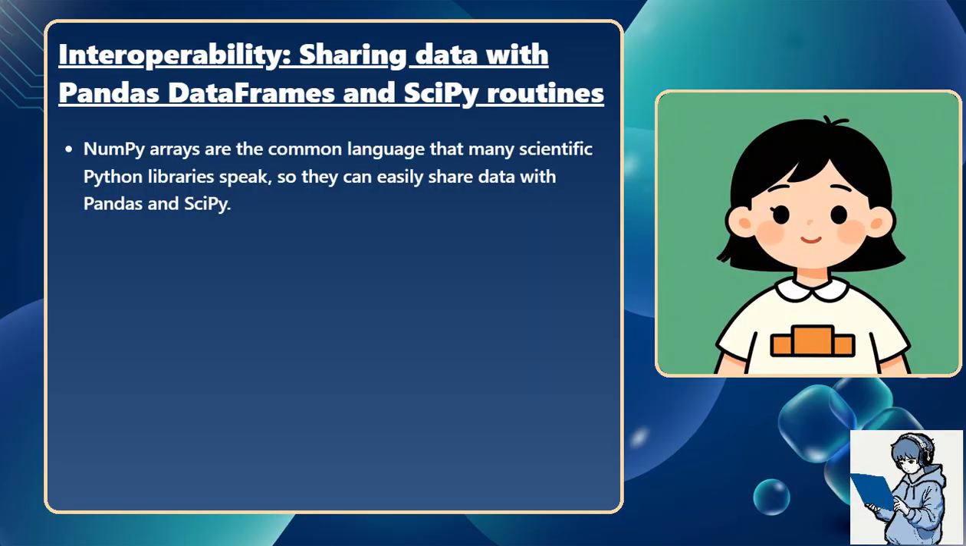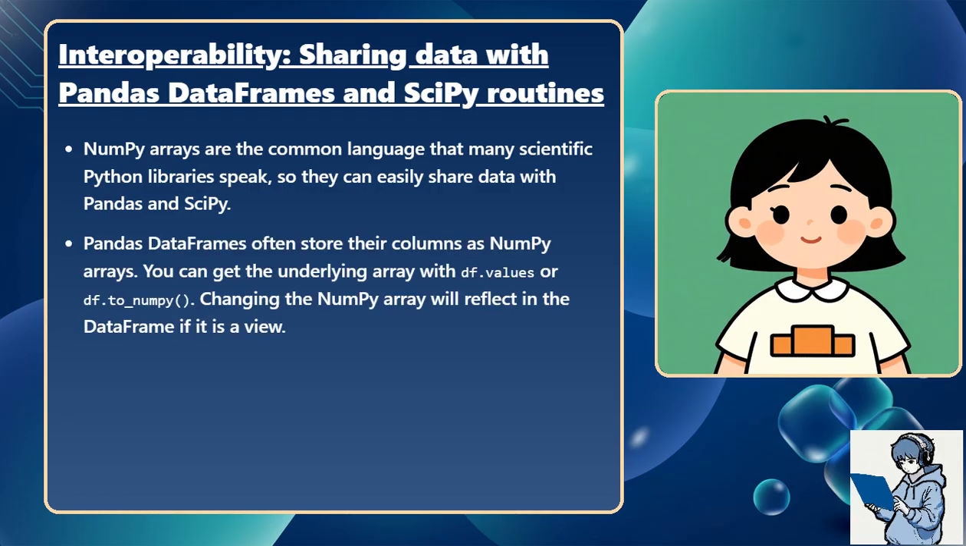NumPy arrays are the common language that many scientific Python libraries speak, so they can easily share data with pandas and SciPy. Pandas DataFrames often store their columns as NumPy arrays. You can get the underlying array with df.values or df.to_numpy. Changing the NumPy array will reflect in the DataFrame if it is a view.